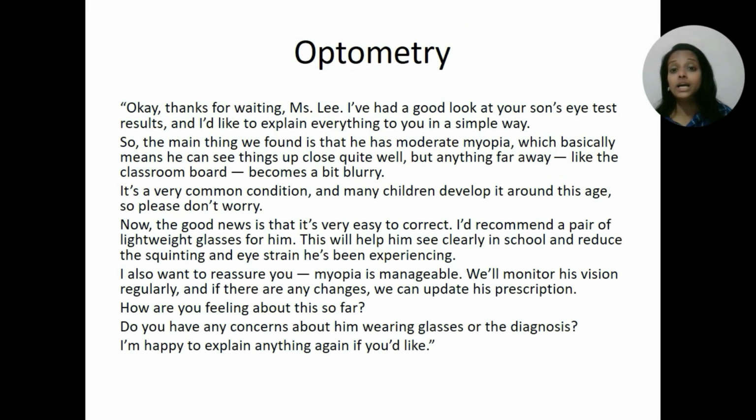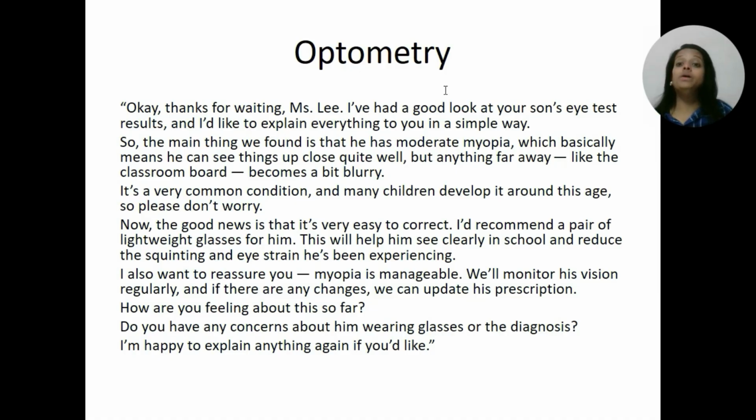Now, let me tell you why this response gets you a higher score. The first and foremost thing here is the clinical communication criteria. I have started with polite acknowledgement: thanks for waiting. I have given a clear, simple explanation of the diagnosis. I have also provided reassurance. I have used phrases such as don't worry, easy to correct. And I have shown empathy by asking, how are you feeling about this so far? And I have invited questions, which is very, very essential for OET scoring.